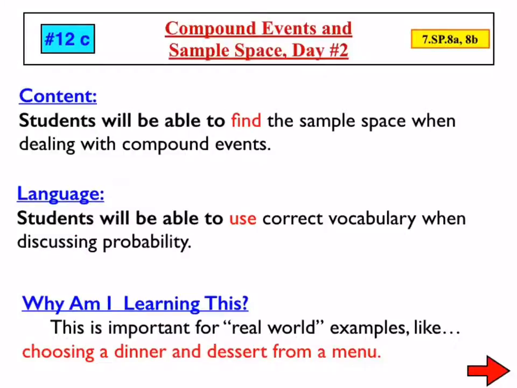Today, lesson 12C, we finish off the idea of compound events and sample space. We're just continuing on what we talked about in lesson 11C. We continue along the ideas of perhaps using tables or a list or a tree diagram to find the actual sample space, and then from there, we find the probability. All right, so let's get started.